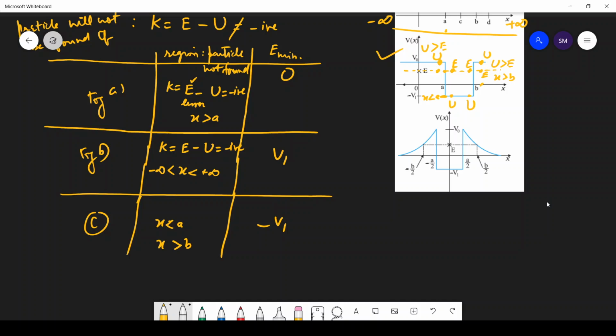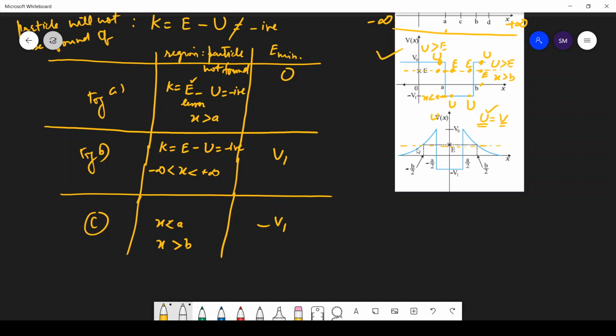Now, fourth part. Look, this is your E. In which region E is greater, there the particle exists, and where E is lesser than this U, it does not. Potential energy has two symbols, U and V, but we are preferring the letter U instead of the letter V.